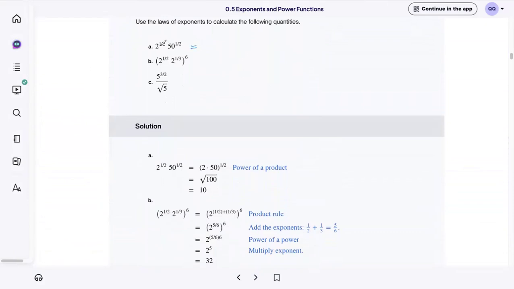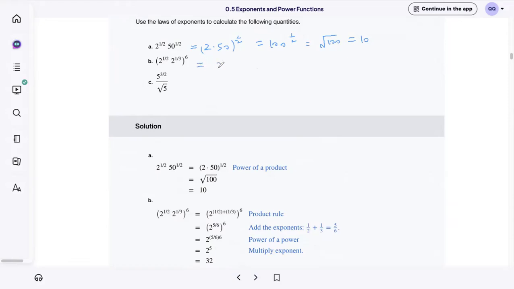So this means 2 raised to a half and 50 raised to a half. We can write them together, 2 times 50 raised to a half. Well, 2 times 50 is 100 raised to a half. 100 raised to a half means the square root of 100, which is 10.